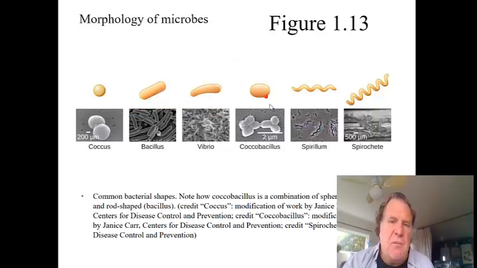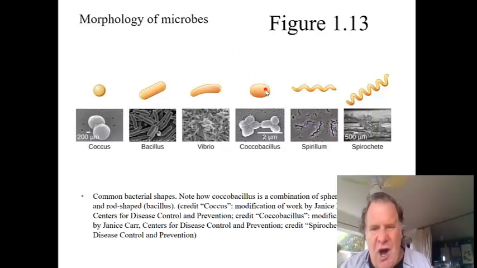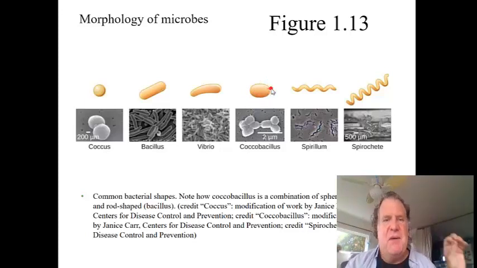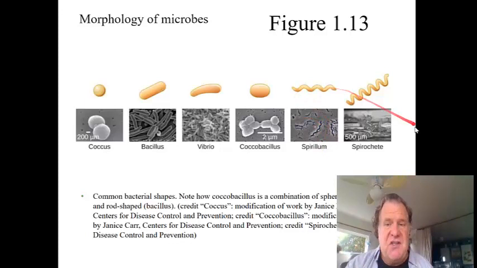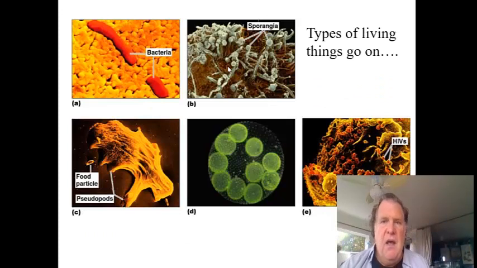A coccobacillus is a smaller rod that's almost a coccus, but it's bacilli. A spirillum has kind of a twist to it. A spirochete has a definite helical shape in there. And so I will want you to know what some of these morphologies are, and ideally we can do an activity on that as well.